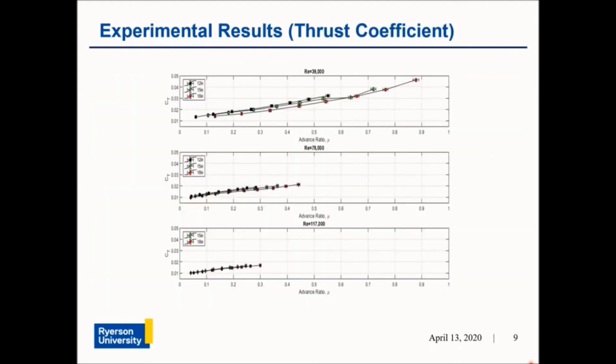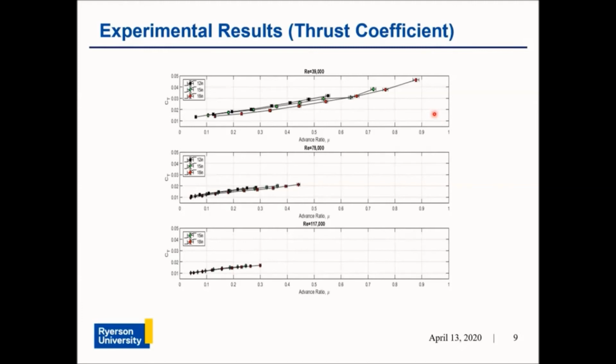In the next few slides, the results for the experimental tests are presented. Only the results for the thrust coefficient and the pitching moment coefficient will be shown, as the data for these two coefficients showed the two types of results that were observed. In this slide, the plots for the thrust coefficient versus the advance ratio are shown for a Reynolds number of 39,000, 78,000, and 117,000. Looking at these plots, it can be seen that the thrust coefficient increases as advance ratio is increased for all three rotor diameters and all three Reynolds numbers.